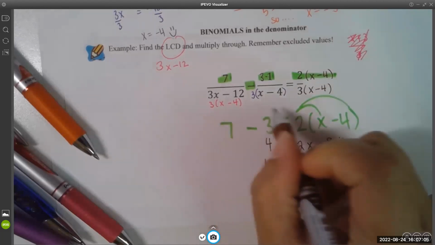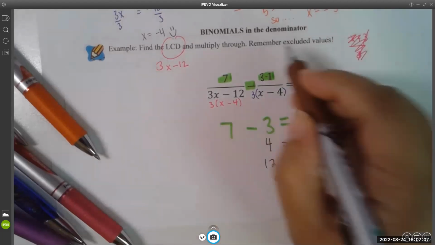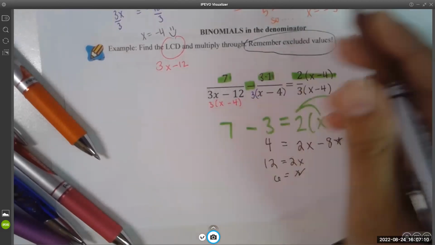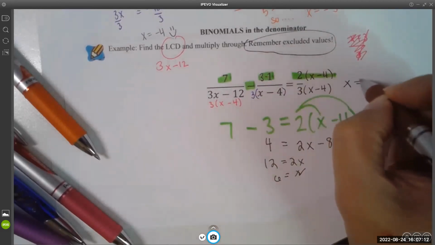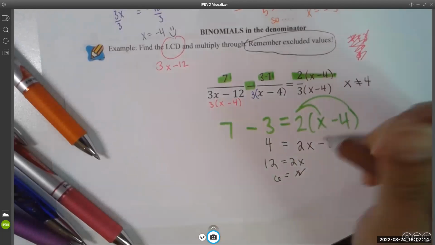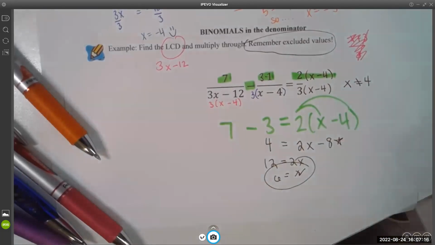And then just make sure it wasn't any of the excluded values. So remember your excluded values. In this case, x cannot be 4, and that's okay because my x is fixed.